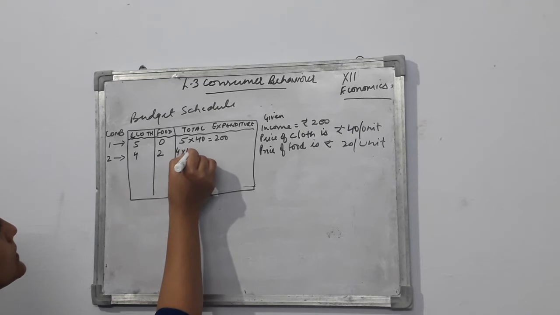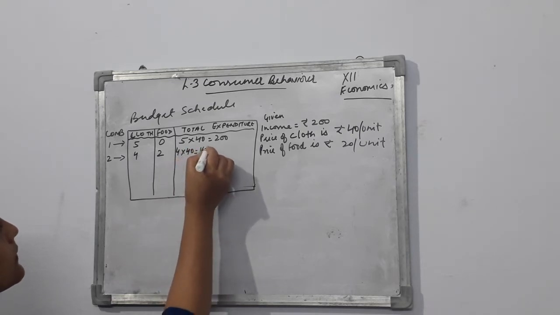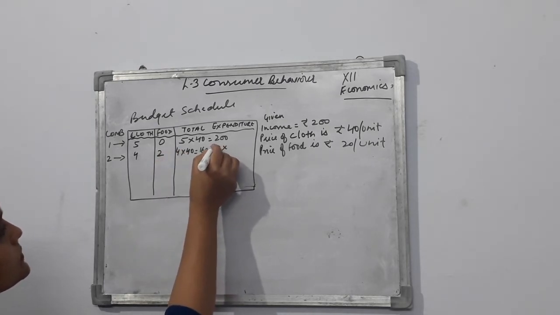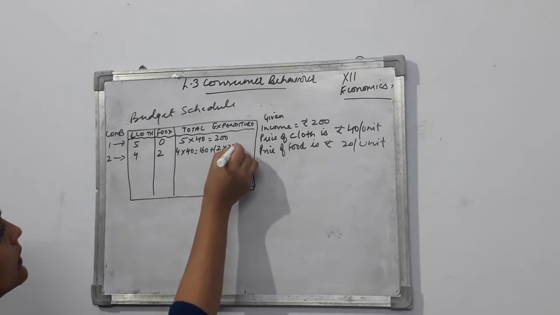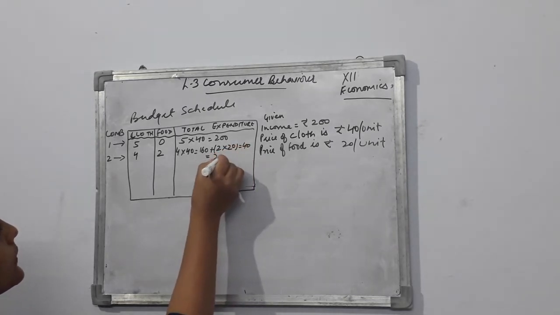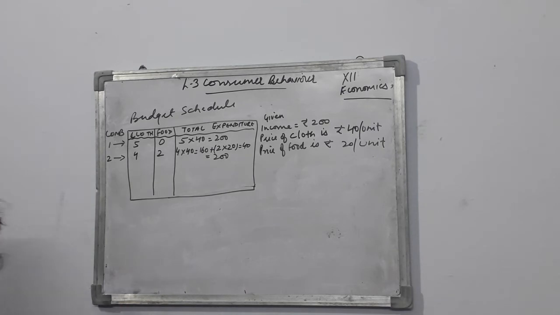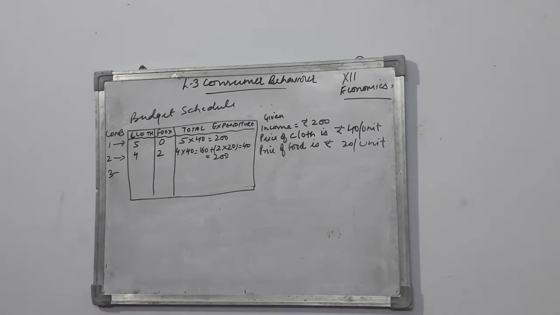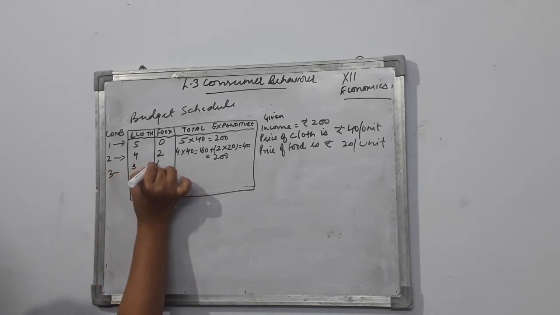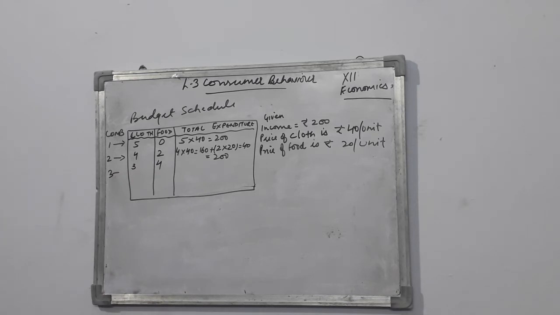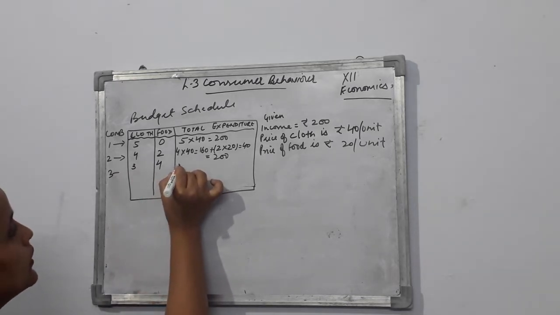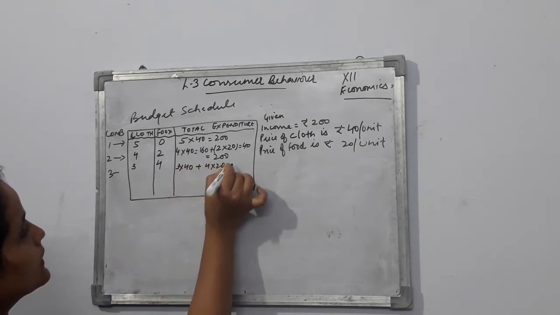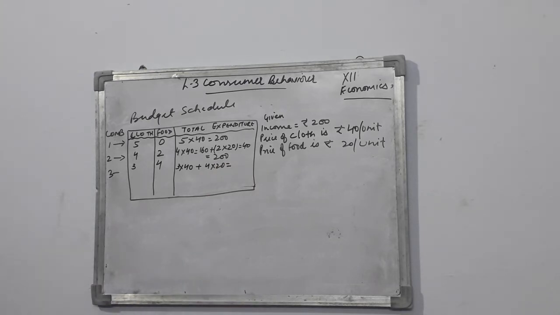4 into 40 rupees equals to 4 4 is 16, 160, right? And plus we will add to it 2 into how much? 20. Equals to 40. It gives you 200 rupees. So combination 2 goes like this. Then the third combination that you have is 3 and 4. Is 3 of cloth and 4 of food. So 3 into 40 plus 4 into 20 gives you how much? 3 into 40 plus 4 into 20 gives you 200.